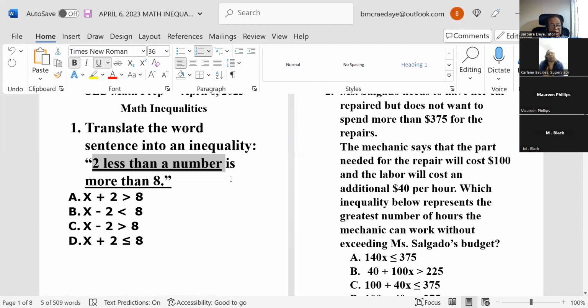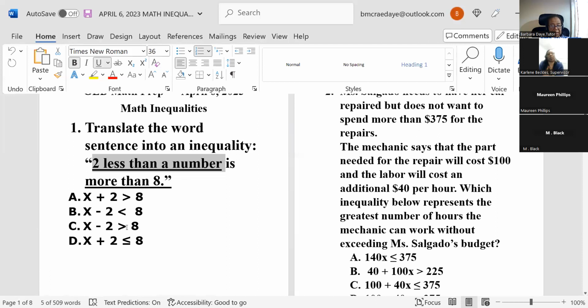Just like when we had equations and we said "is," and we had an equal sign. Now that it's "is more than," we have an inequality symbol. You follow, Mercedes? Two less than a number is more than 8. Two less than a number is x minus 2. That takes care of 2 less than a number. What is that equal to? It's not an equal, it's an inequality. So it is more than 8.